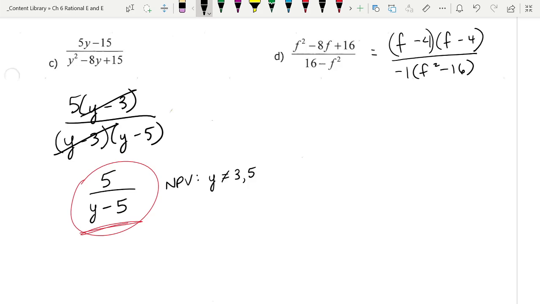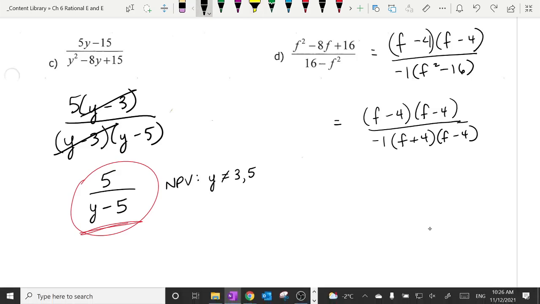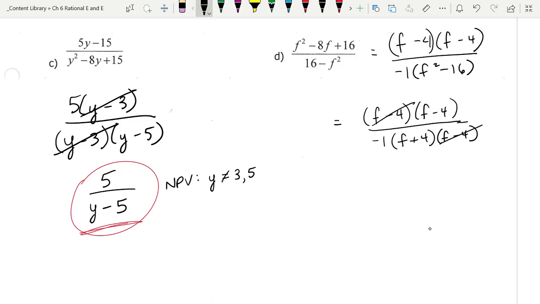Now, look what I can do. Now I have f minus 4 on the top times itself. And on the bottom I have a negative 1. And then I have f plus 4, f minus 4, right? Because remember, this thing here is a difference of squares, right? Now I can divide this factor by that factor. And I get f minus 4 over.